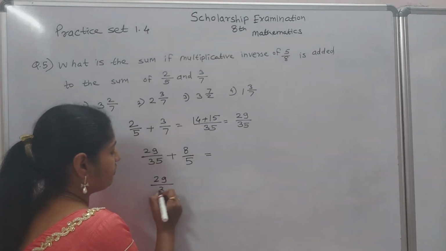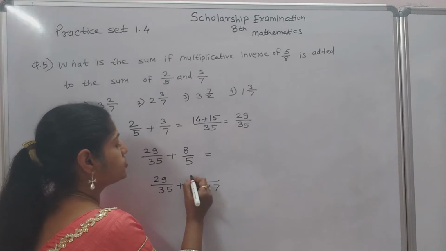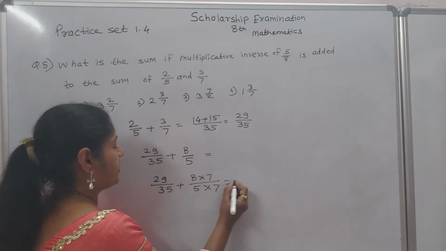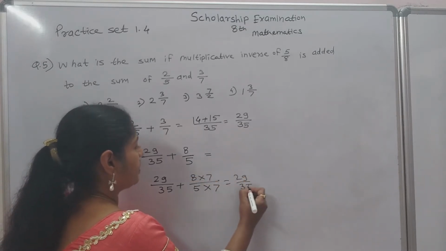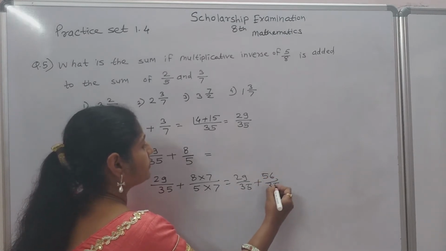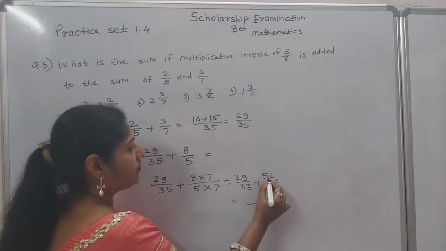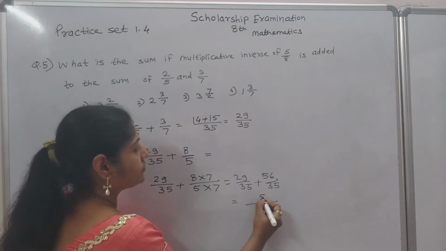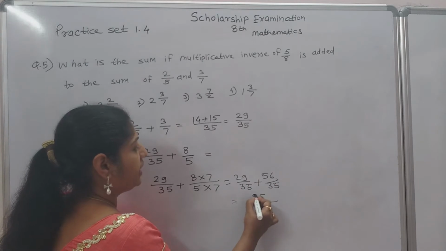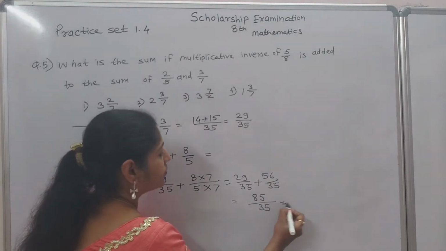29 upon 35 plus, 5 into 7 is 35, so 8 into 7, 29 upon 35 plus 56 upon 35. The denominator 35 is equal, add the numbers. 85 upon 35, divided by 5.